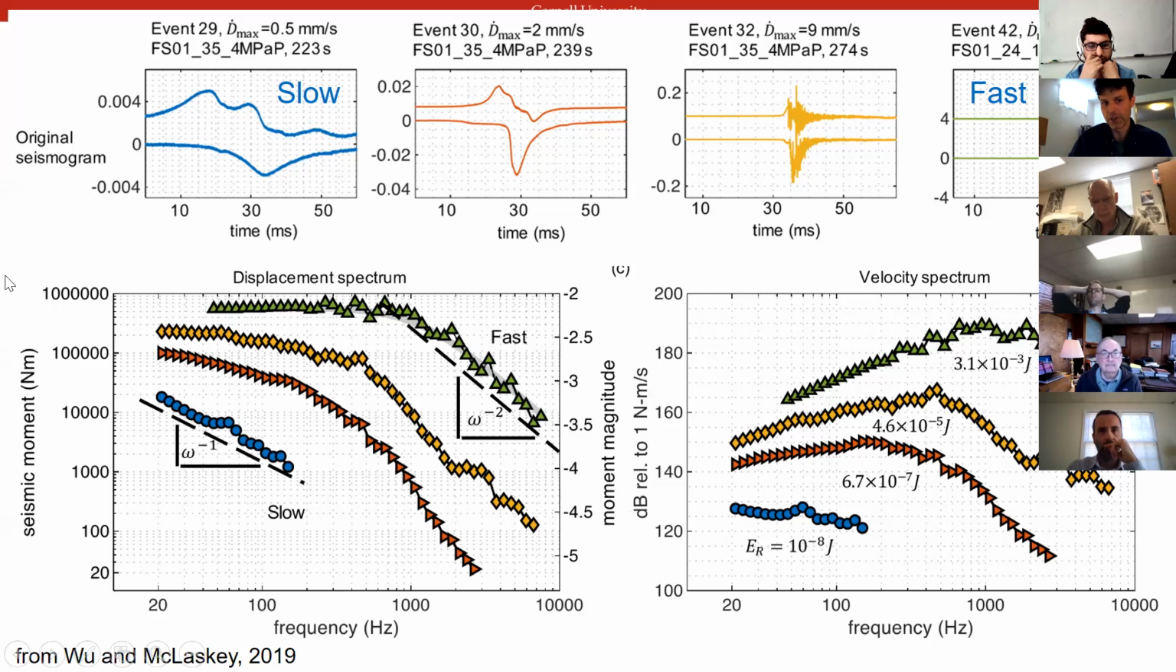And that's how we're able to show that the fast events that we get are pretty well modeled by a Brune model with a corner frequency and omega squared fall off. And the slow events are different. They're depleted in energy right around that corner frequency.